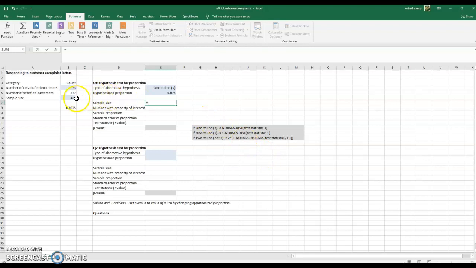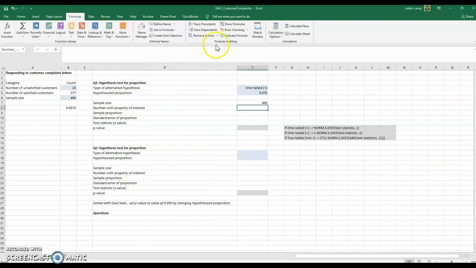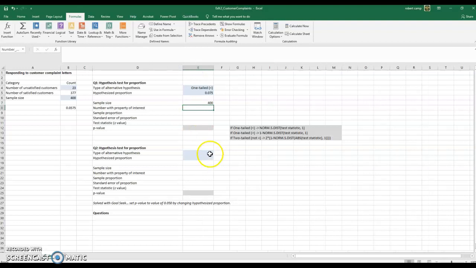So our sample size is going to be 400. We're going to define that right from there. And so the number of, let's just expand this out. So number with property of interest? Well, the property of interest is the unsatisfied customers, because that's what we're tracking. So we're just going to come over here and say B4. And so those are our unsatisfied customers.